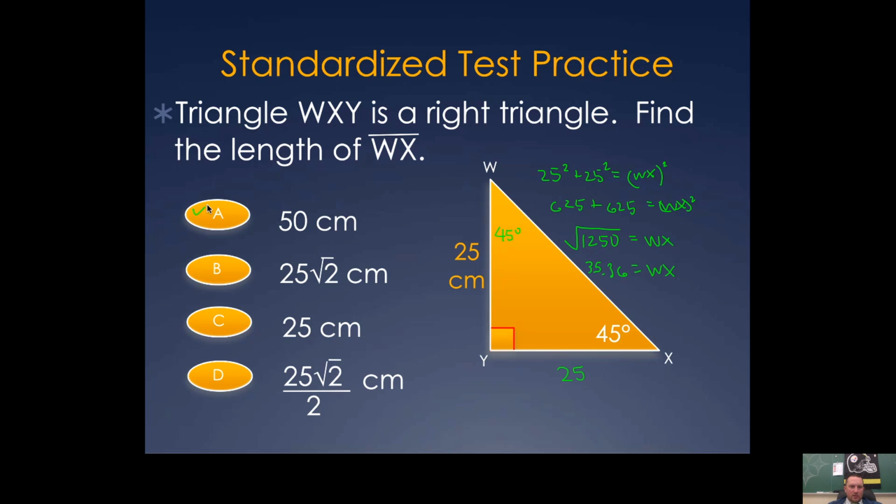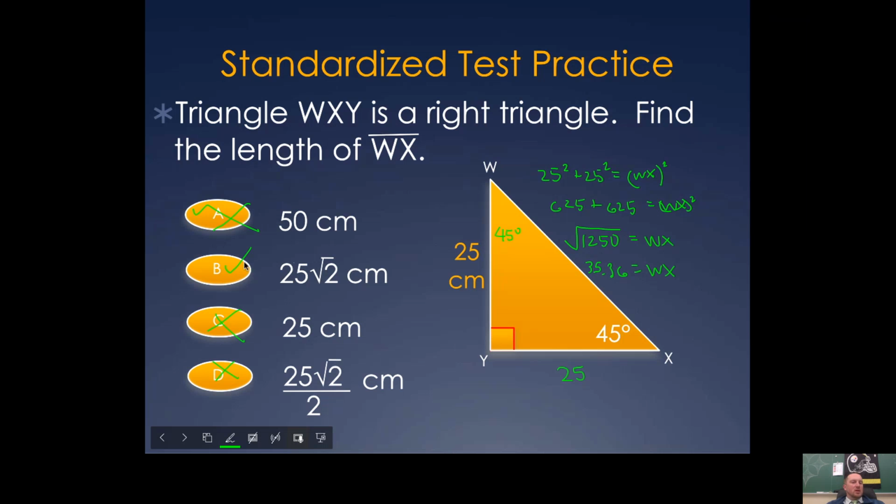So clearly that's not 50. Cross that off. Is it 25 times the square root of 2? I'm going to type it in my calculator. What is 25 square root of 2? It is. It's the same number. It can't be 25. If your legs are 25, your hypotenuse has to be longer. 25 square root of 2 is this number. Divided by 2 gives me 17.68. So it's not that one.